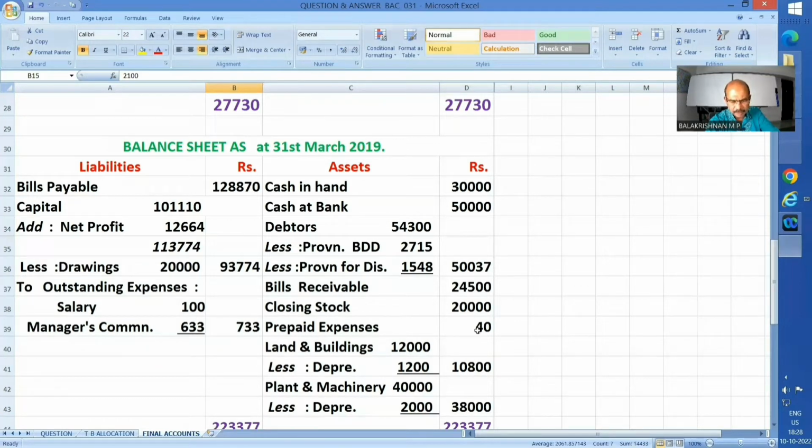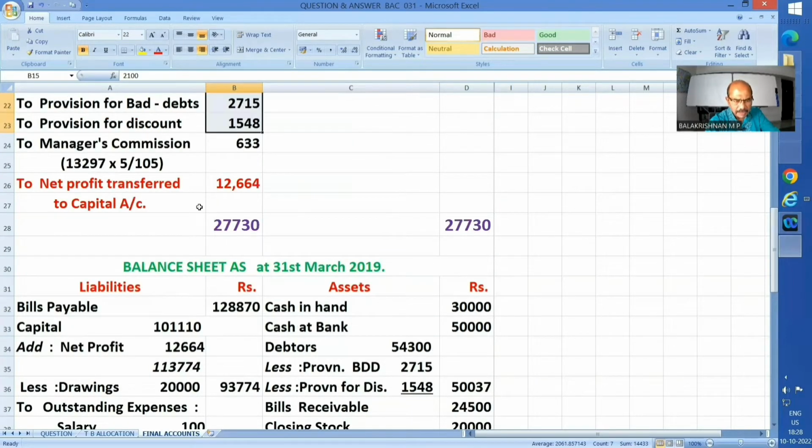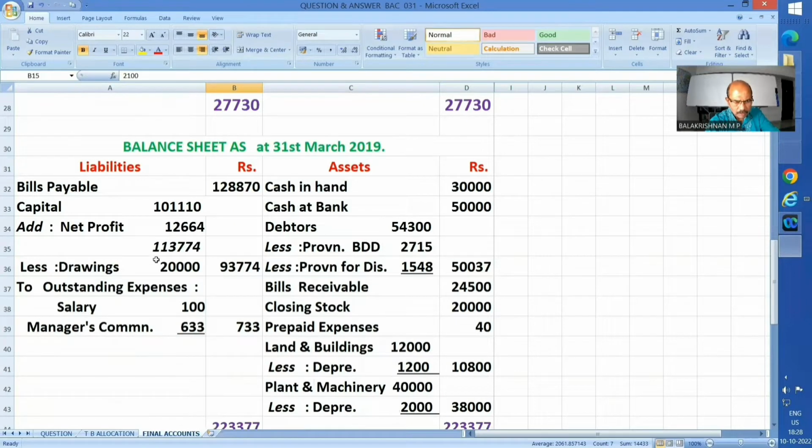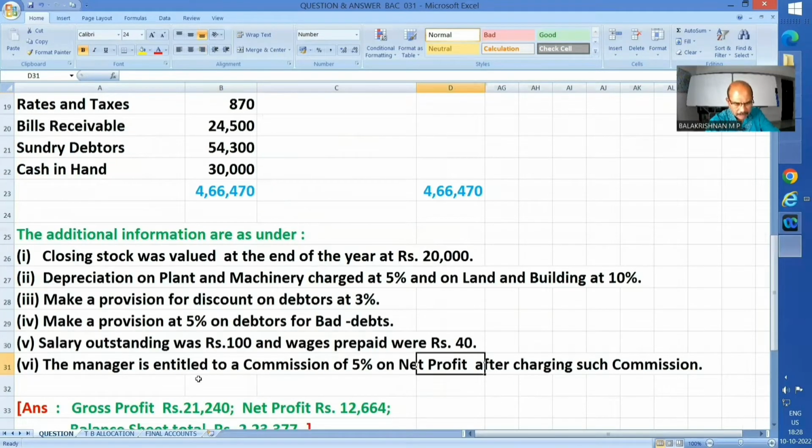Double entry effect: one there in the profit and loss account, other in the balance sheet. Land and building subject to depreciation, latest value I'm showing here. As far as the liability side is concerned, bills payable as it is, capital, this is the given figure. I added the net profit and the drawing amount of 20,000 is reduced. This is the latest capital. And outstanding expenses, we have been clearly told that there is an outstanding expense. Salary outstanding rupees 100.